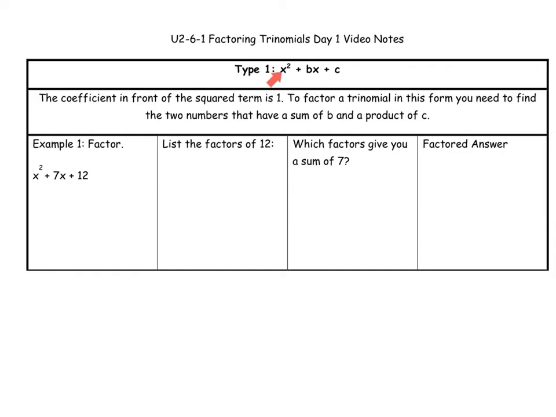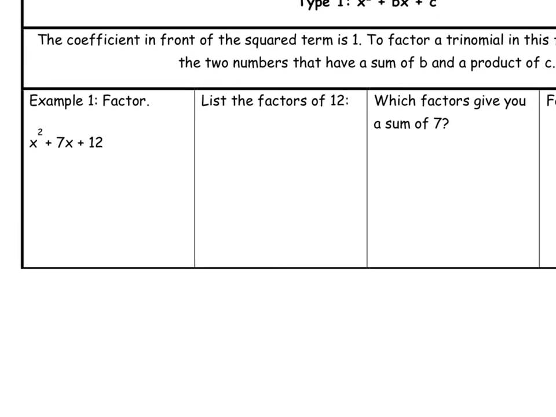And so this is where we're assuming that x is not equal to 0. So the coefficient in front of the squared term is just 1. To factor a trinomial in this form, you need to find the two numbers that have the sum of b and the product of c. So in our example, we are going to factor x squared plus 7x plus 12.